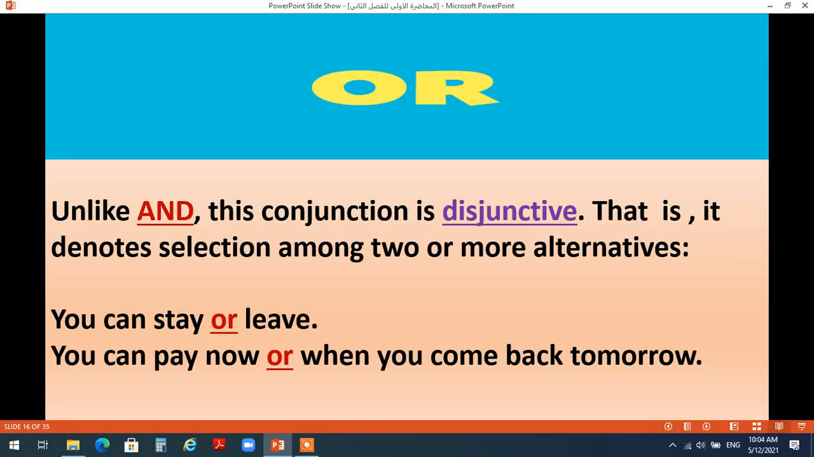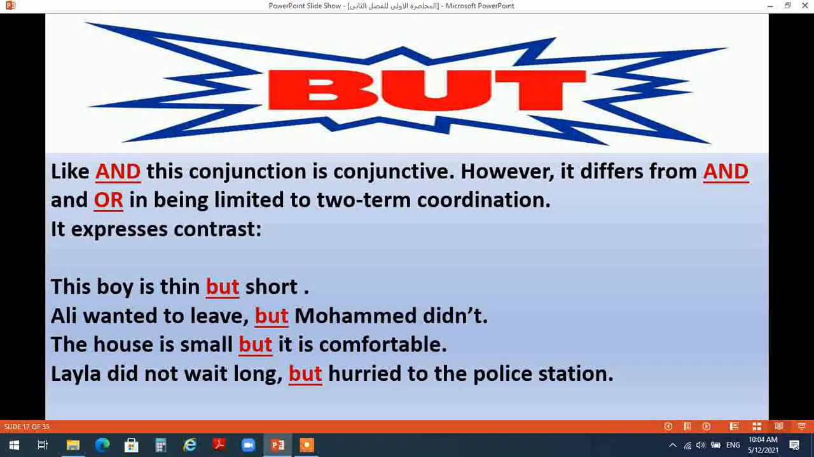إذن هذه العلاقة نعبر عنها باستخدام or, which is used to select among two or more alternatives. أما فيما يخص the other coordinating conjunction اللي هو but, it is similar to and in that it is conjunctive، لكنه يختلف عن and or in being limited to two-term coordination. and والor ممكن أن أكررها في الجملة أكثر من مرة.